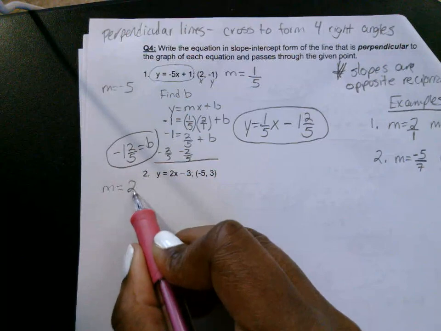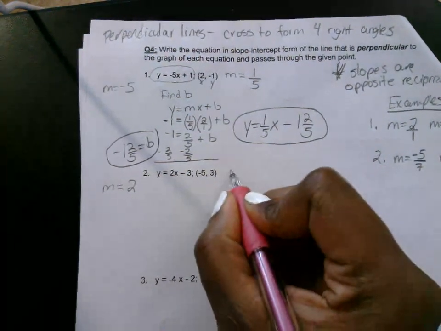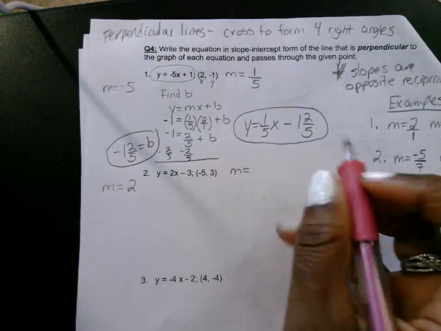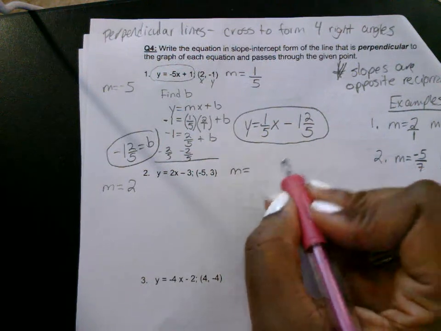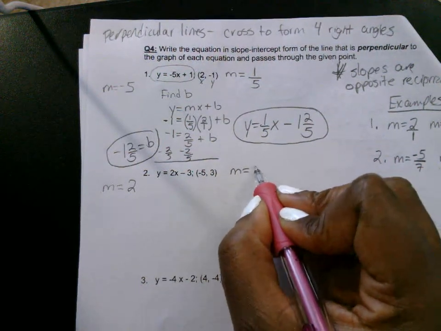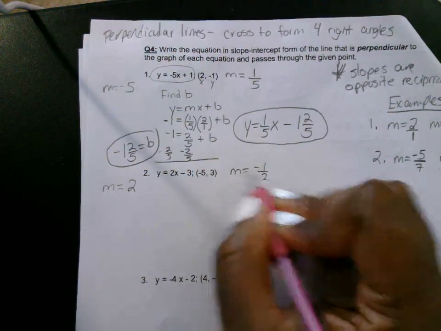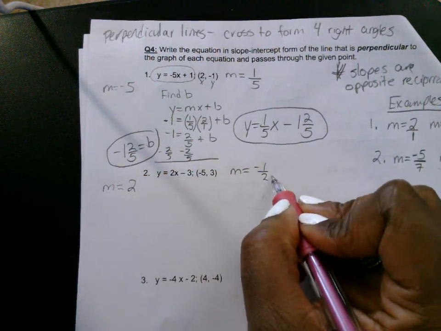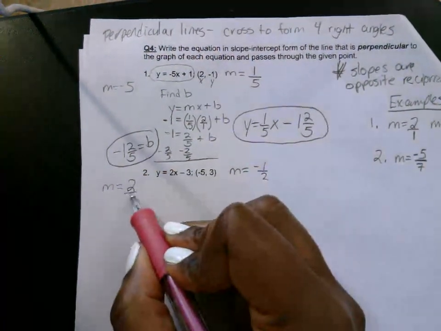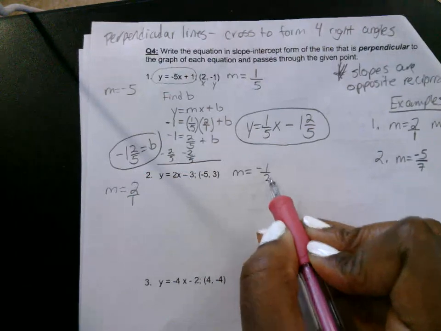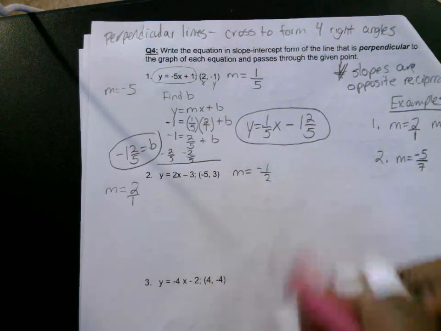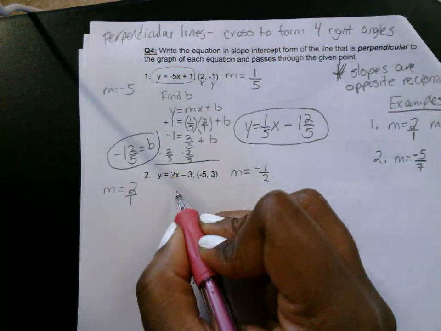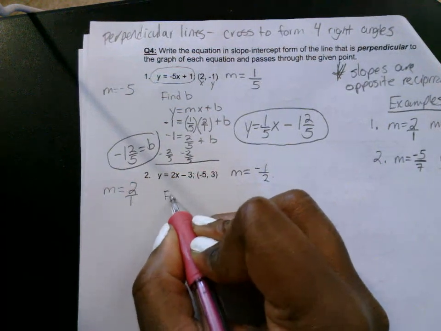Very good. So now we have to figure out what the slope would be of the line that's perpendicular to it. It would be, say again, -1/2. One's a positive, one's a negative. That's opposite. Reciprocal of 2/1 is 1/2. Opposite reciprocals. So now we need to find B.